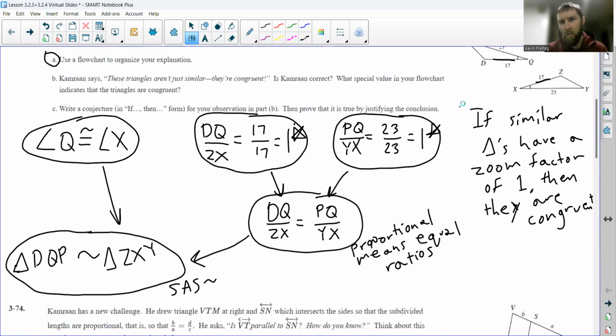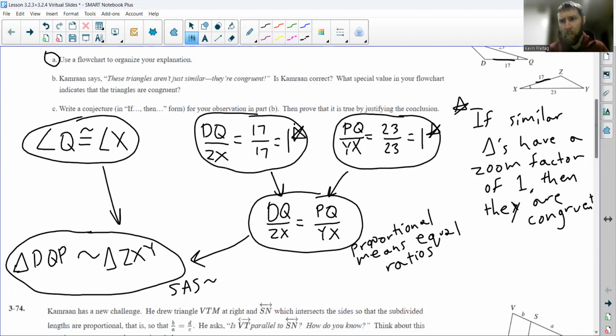So this right here is because the zoom factor of 1 makes the triangles the same size, and they're also similar, right? So notice in my hypothesis, they are similar triangles. I'm starting with that. And then if they have a zoom factor of 1, they must be congruent to each other, okay? Now that's for right now a conjecture. I'm not going to take time to prove that right now, because there's something else that we actually need to prove, which is a little bit more pressing for us, okay?